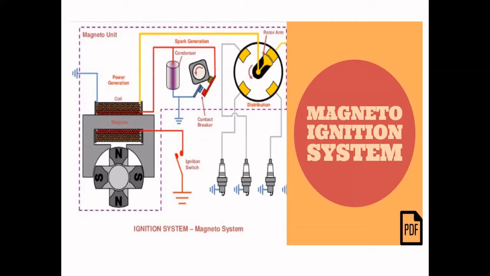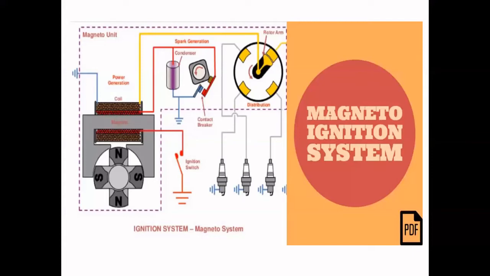And you can see the complete distributor. At the center of the distributor you can see a rotating element called the rotor, a small circle. This distributor is connected to different spark plugs.